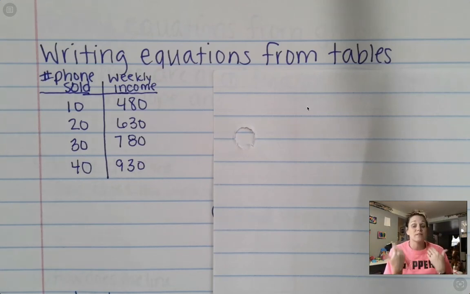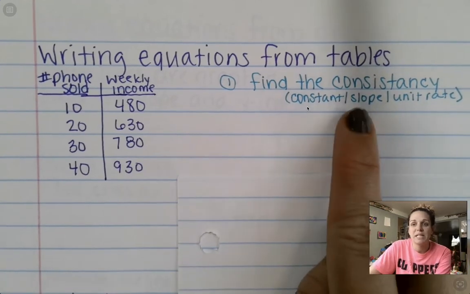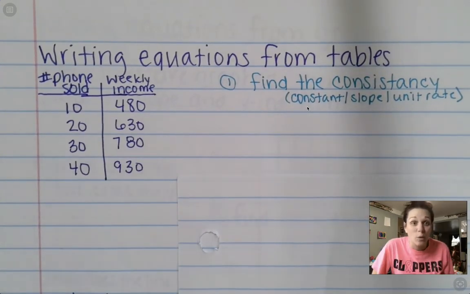So they have set criteria: for every phone you sell, you make this amount of money. That's what we have to figure out. What is the equation that's tied to me selling? If I'm going to sell 12 phones, how much money would I end up making? The first thing we need to find is the consistency. I need to figure out how much I make for one phone.